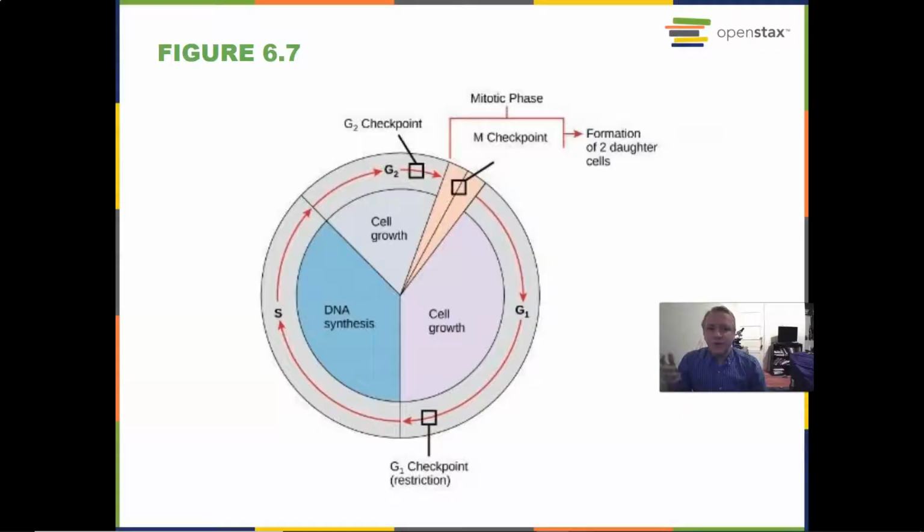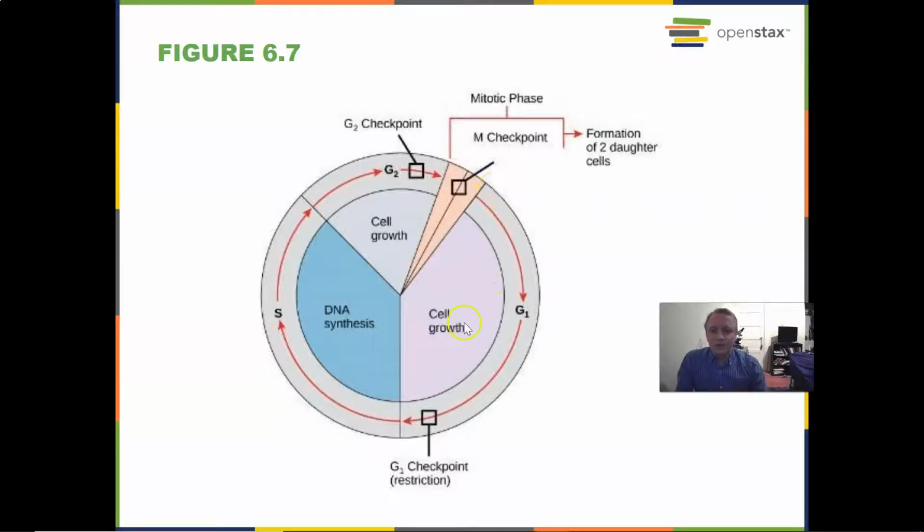So there are three main checkpoints that we discuss when we're talking about mitotic checkpoints. We have the G1 checkpoint. They call it the restriction checkpoint. We're just going to call it the G1 checkpoint. We have the G2 checkpoint, and we have the M checkpoint. In my opinion, the easiest way to remember what's happening in each of these is to think about what's about to happen during the cell cycle.